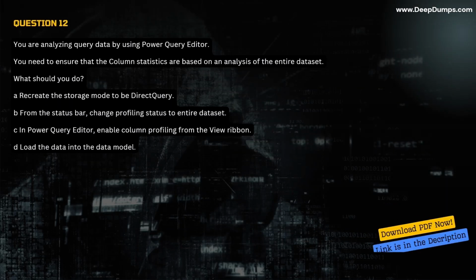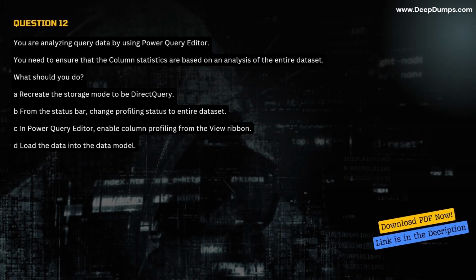Question 12. You are analyzing query data by using Power Query Editor. You need to ensure that the column statistics are based on an analysis of the entire dataset. What should you do? A. Recreate the storage mode to be direct query. B. From the status bar, change profiling status to entire dataset. C. In Power Query Editor, enable column profiling from the View ribbon. D. Load the data into the data model.